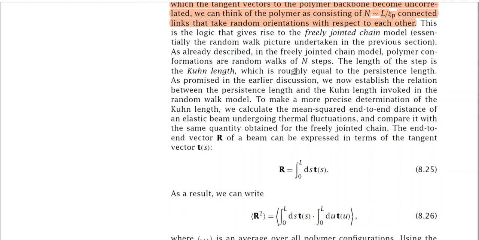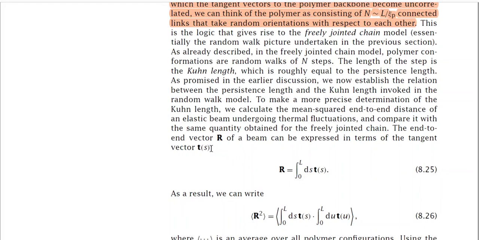So we have considered the whole polymer as n steps of random walk, and each step is known as the Kuhn length, which is roughly equal to the persistence length. Now we can establish the relation between the persistence length and the Kuhn length invoked in the random walk model. To make a more precise determination of the Kuhn length, we calculate the mean squared end-to-end distance of an elastic beam undergoing thermal fluctuations and compare it with the same quantity obtained for the freely jointed chain.